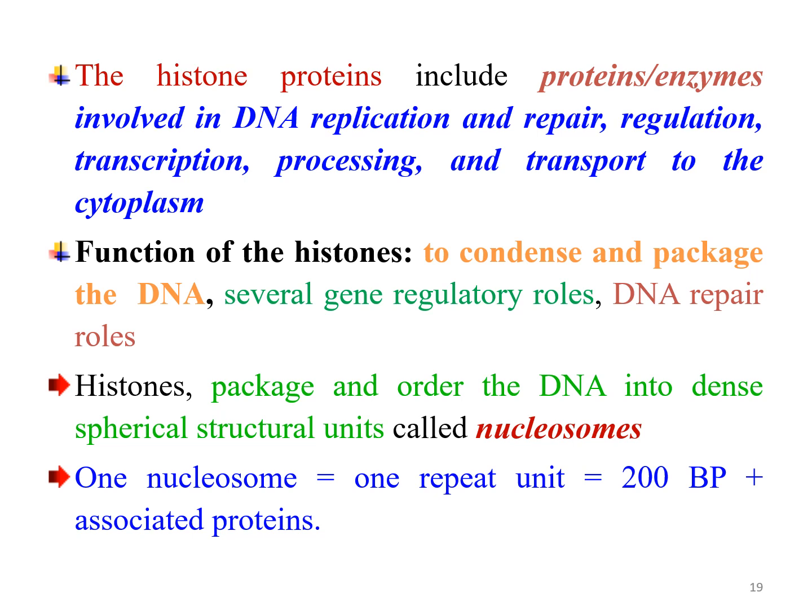Several gene regulatory roles and DNA repair roles also are there. So the histones package and order the DNA into a dense spherical structure unit called what? Nucleosome. And a single nucleosome may contain what? One repeat unit, which has about 200 base pairs, packaging protein plus associated proteins.